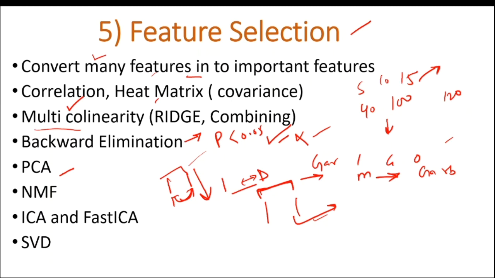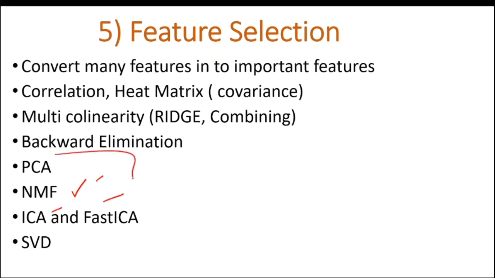And we have the technique PCA, that is principal component analysis, or we can use NMF. NMF is basically non-negative matrix factorization. I will be covering this topic in my upcoming videos. And we can use ICA, independent component analysis. All these techniques come in the sklearn library. sklearn is a very famous library for machine learning problems. So we have ICA and fast ICA. ICA is independent component analysis, and this is fast independent component analysis. Then we have SVD, singular value decomposition. These are all the techniques for feature selection.